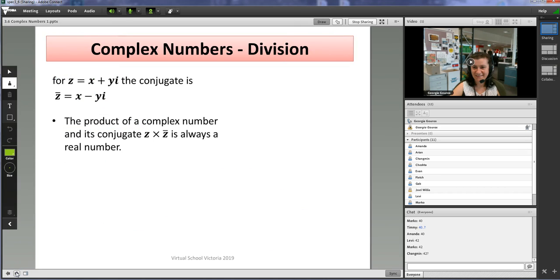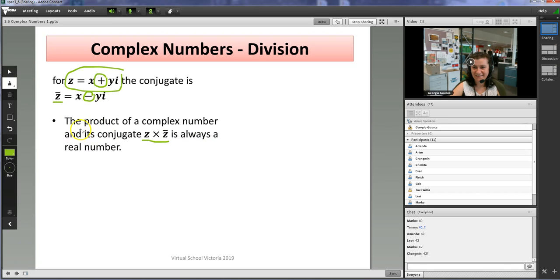Division. Now division is slightly different. We divide in a special kind of way for complex numbers. We actually use a thing called a conjugate, which I'm going to explain. So if we have a complex number, any complex number can be represented with a real and an imaginary component. So z is equal to x plus yi. The conjugate is simply shown with this little flat line above the complex number. That just swaps the sign between the real and the imaginary component, so it just changes it to the opposite sign of addition or subtraction.